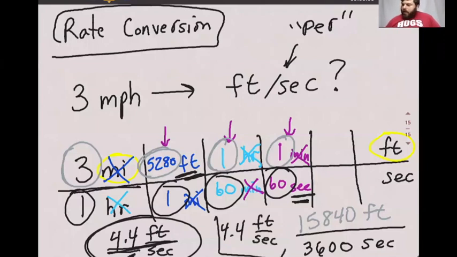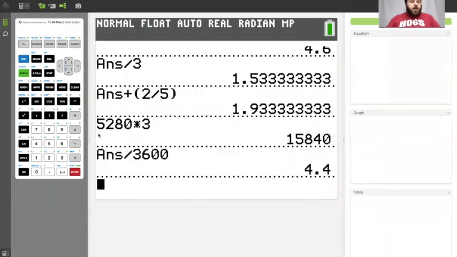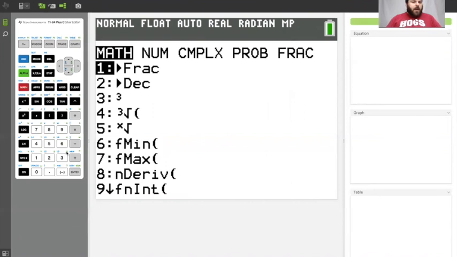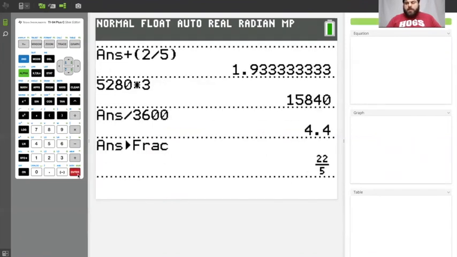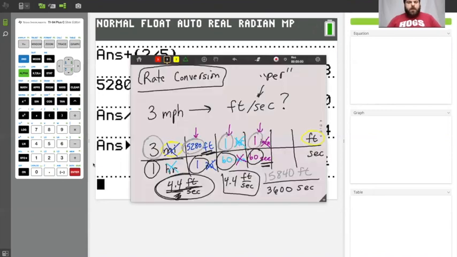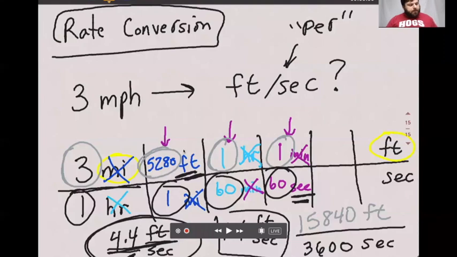Okay. Now you might need that as a fraction. If so, remember you just do math, enter. That will convert it into a fraction. So 22 feet per 5 seconds is the rate at which we're tracking. Okay. All right.